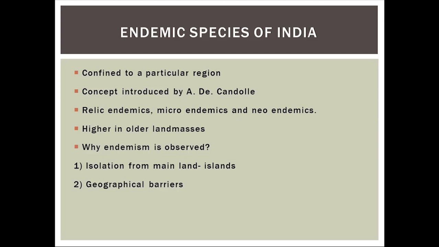Now, let us first look at what is the meaning of relic endemics. Relic endemics are those species which once had an extensive range than today, and there are few survivors of the former species. So these are known as relic endemics. So the species which once had an extensive range than today, and the few survivors of that species that are left are known as relic endemics.